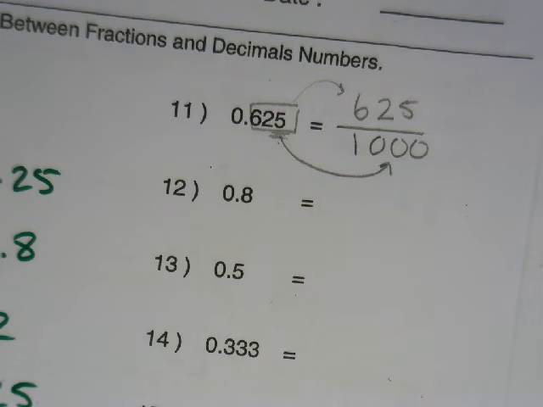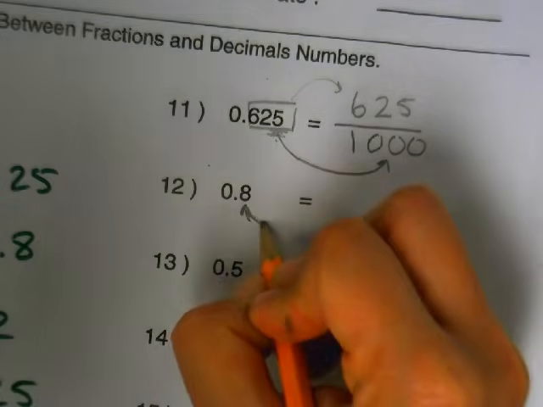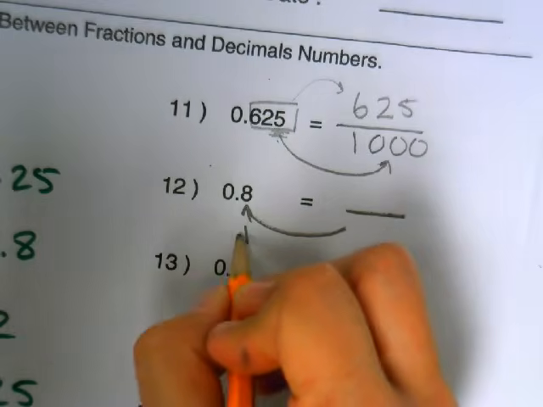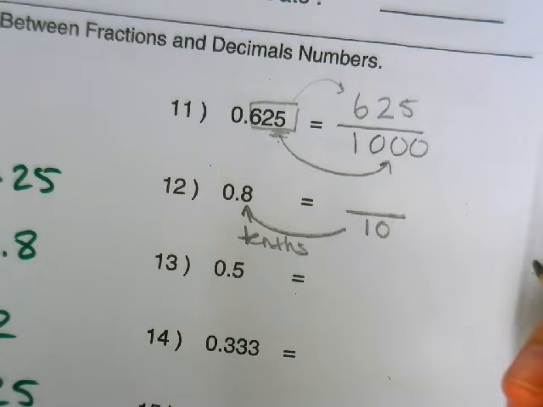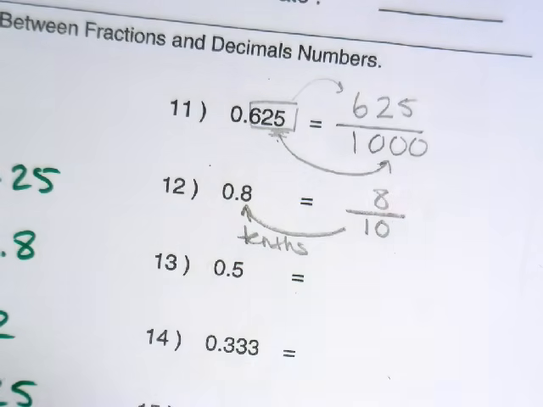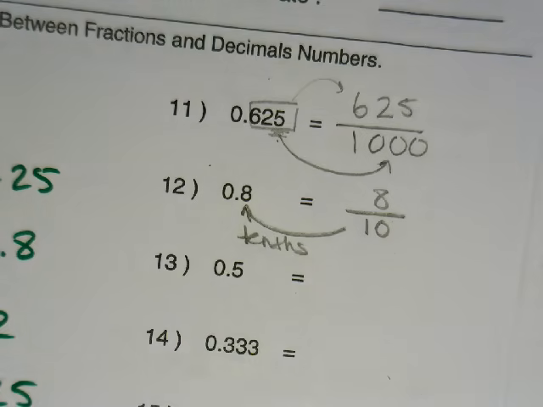Okay, look at number 2, the 0.8. What place value is the 8 in? Tenths, right? So that means that my denominator is 10. What number goes on top? 8. That's it for now. The 5 is in the tenths, so therefore, what denominator do I need? 10. All right, try it out.